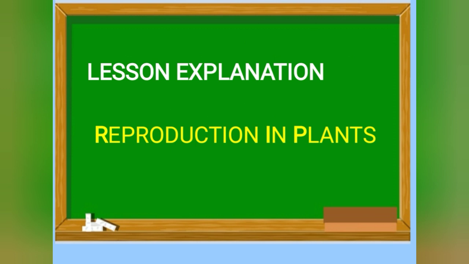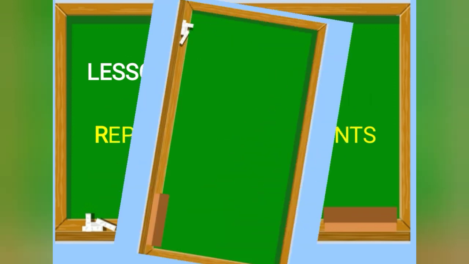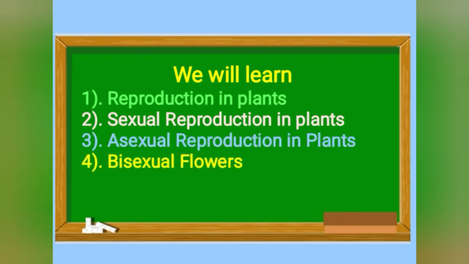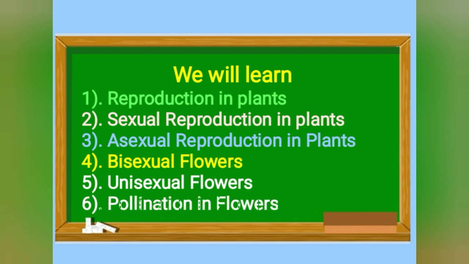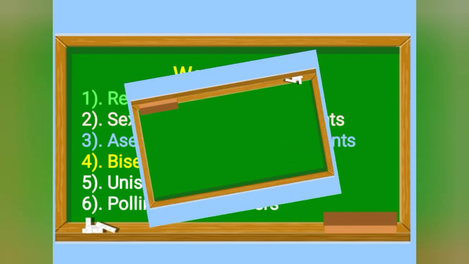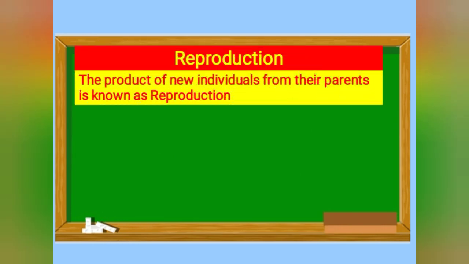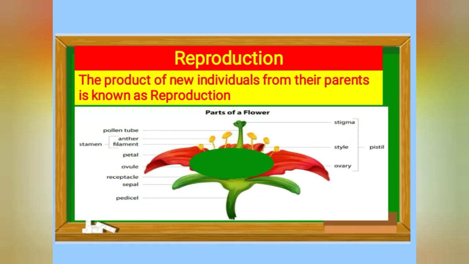In this lesson, we will learn reproduction in plants, sexual reproduction, asexual reproduction, bisexual flowers, unisexual flowers, and pollination in flowers. Reproduction: the production of new individuals from their parents is known as reproduction.